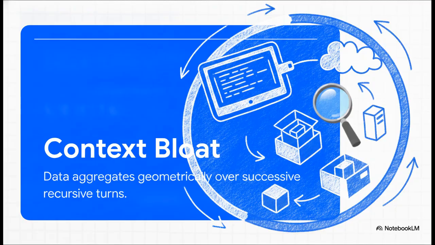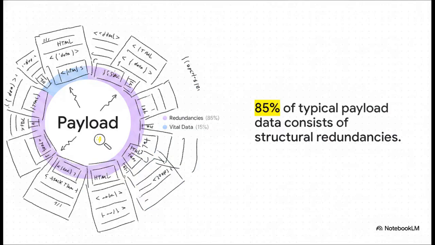That is context bloat. And what's genuinely shocking about this is how much of that aggregated payload data is entirely useless to the model. Analysis actually indicates that a staggering 85% of typical payload data consists of structural redundancies. We're talking about endless repeating HTML pagination links, deeply nested JSON schema keys, and just repetitive stack traces. Only a tiny 15% sliver of that massive token count actually holds the vital data required for reasoning. The rest is just pure waste.